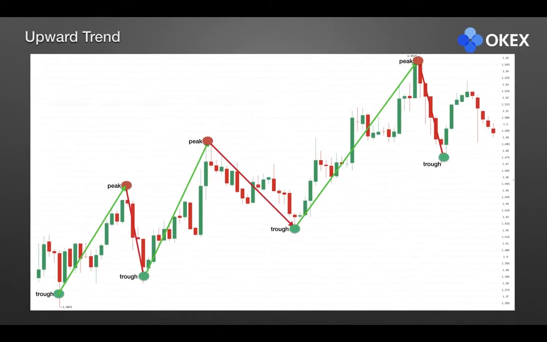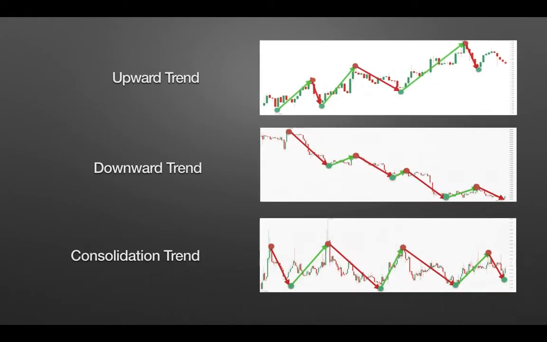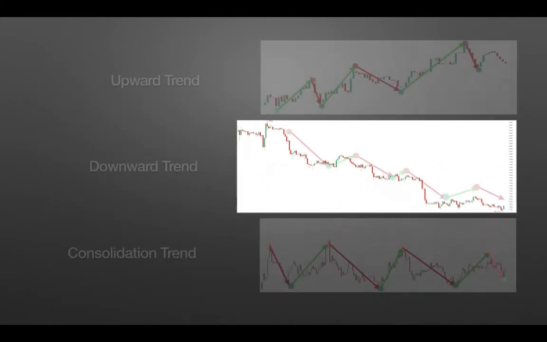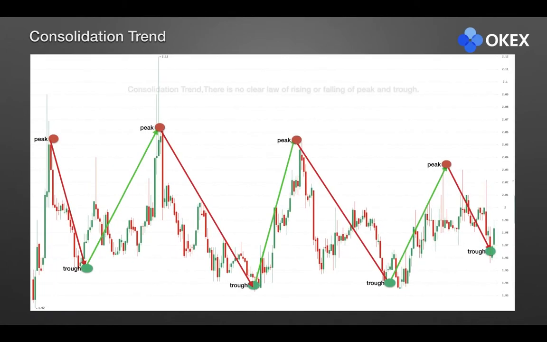This shows an uptrend, where the peaks and troughs are gradually moving upward. This shows a downtrend, where the peaks and troughs are gradually moving downward. And this shows a common congestion. The peaks are not continuously rising, and neither are the troughs continuously dropping.